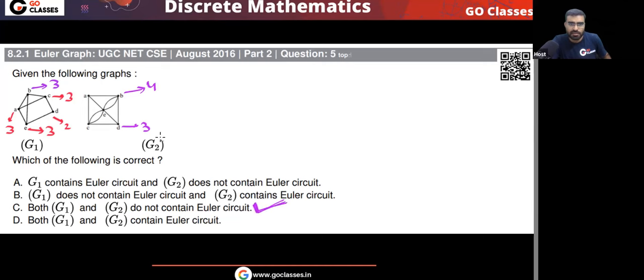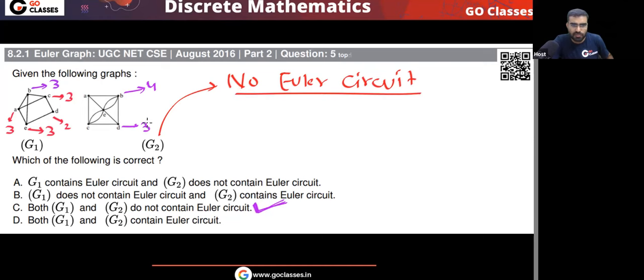In this G2 also, there is no Euler circuit. Why is there no Euler circuit? Because you can notice this vertex has odd degree. So you don't have any Euler circuit. G1, G2, they do not contain an Euler circuit. So the answer will be option C.